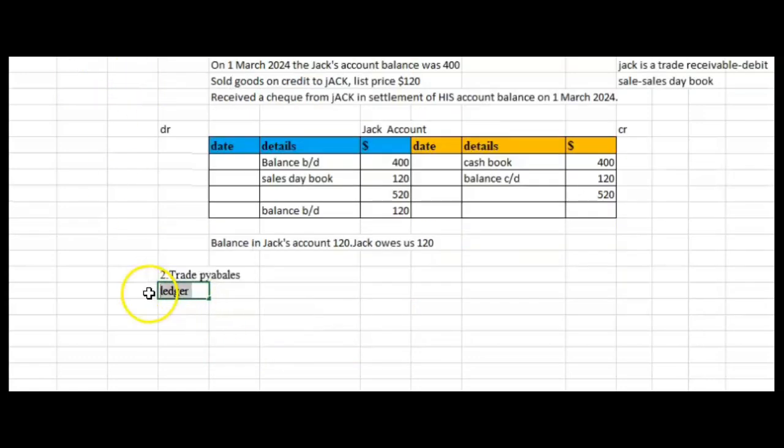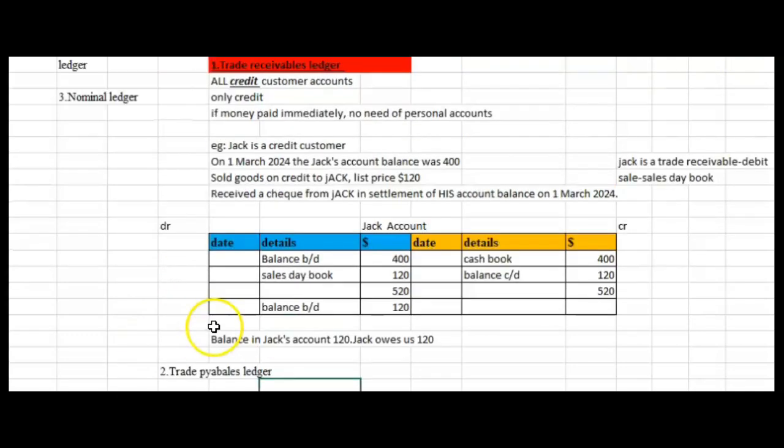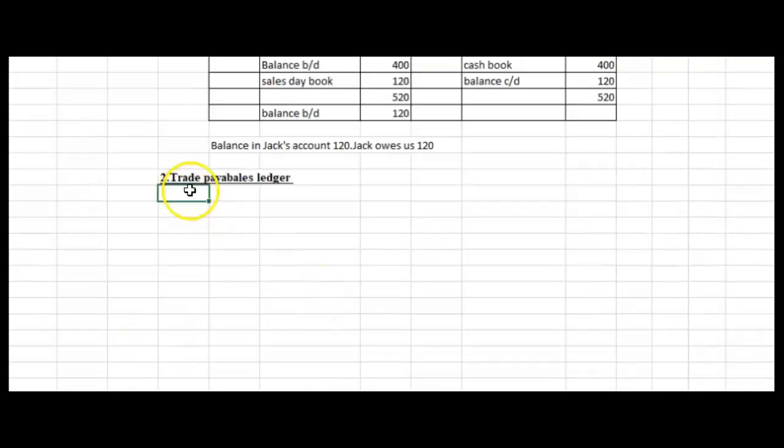Next, we move on to the payables ledger. This ledger is used to keep records of all suppliers from whom we have bought goods on credit. The information posted to the payables ledger comes from several books of original entry, such as the Purchases Daybook, Purchases Returns Daybook, the Cash Book, and the Journal.